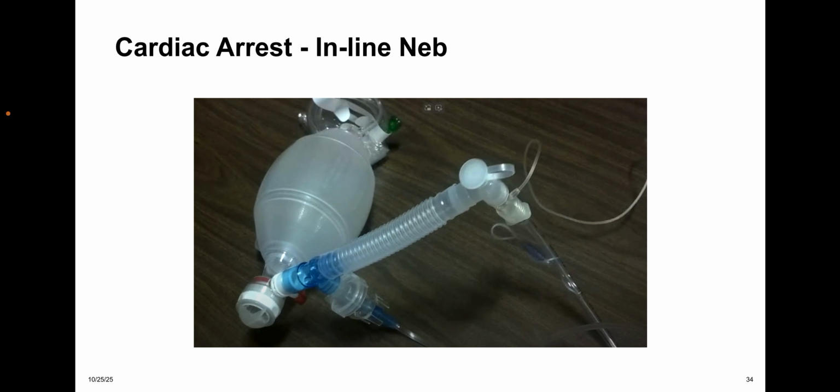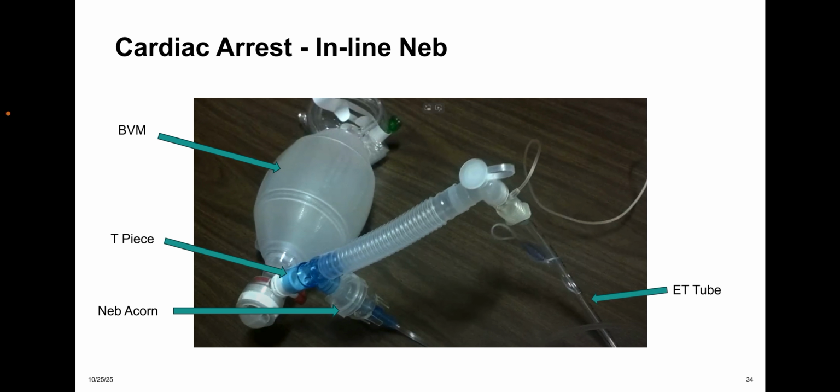Now, in terms of cardiac arrest, mostly relating to asthmatic cardiac arrest, there used to be this idea that we'd give an inline neb. For those of you who aren't aware, an inline neb is a BVM with 15 litres of oxygen going through it. We have a neb acorn with our salbutamol with 6 to 8 litres going through it. They're joined by a T-piece, and this system is all moving into an ET tube where the air from the salbutamol and the oxygen is forced down into the lungs.